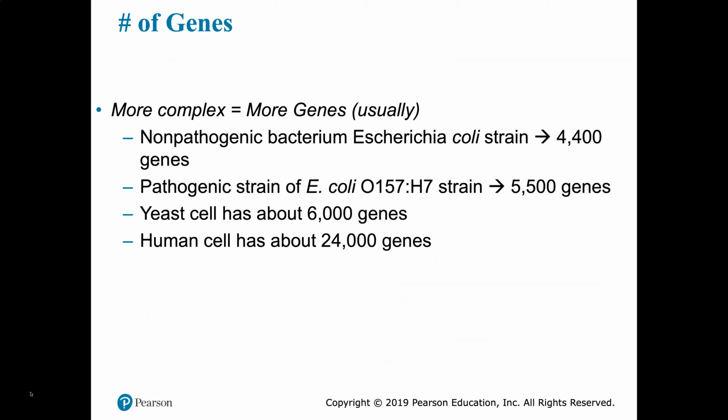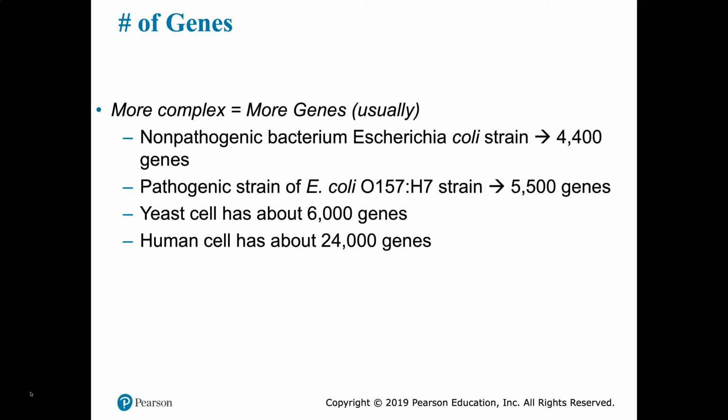All right. The number of genes. When we think about genes and the amount, we usually, for the most part, can safely assume the more genes, the more complex an organism may be. So, more genes, more complex organism. And a really great example of this is E. coli. The strains of E. coli that are non-pathogenic, which are the ones that you're going to get in your lab kits, have roughly 4,400 genes that we know of, that we've sequenced.